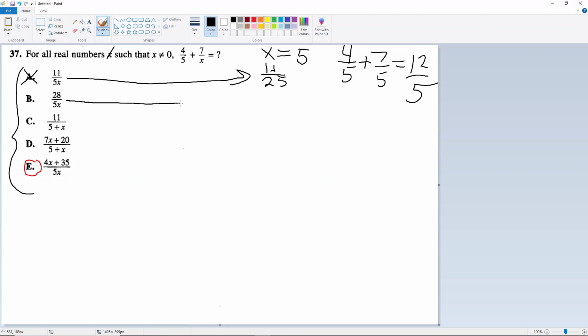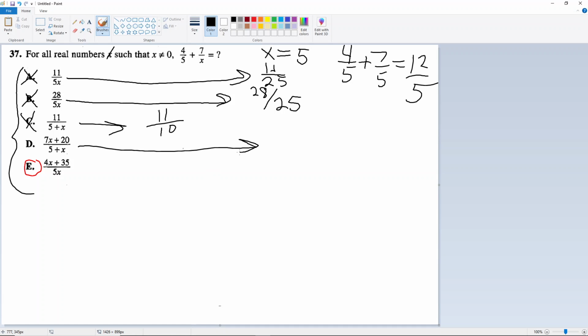B is going to be 28 over 5 times 5, which is 25. 28/25 is not the same as 12/5. There's nothing I can divide those by to simplify, so it's not the same. 28/25 is a little bit more than 1. 12/5, if you do it on your calculator, is a little bit more than 2, so it's way off. All right, C, I would have 11 over 5 plus 5, which is 10, 11/10. 11/10 does not equal 12/5. I forgot to cross out B. C is out. Let me try D.